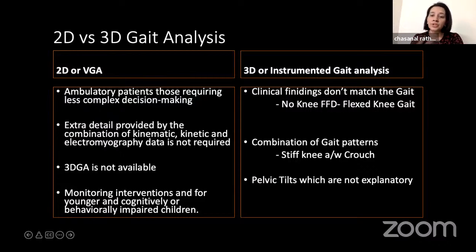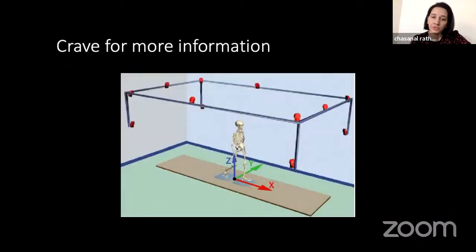Again, there's a combination of gait patterns. There could be a mixed stiff knee along with crouch, or like we saw, asymmetric cases. All those cases are very good candidates and should undergo gait analysis. And of course, the pelvic tilts, which are not explainable on a clinical gait pattern, because we can't see if the pelvis is anterior or posterior. And a lot of surgical decision making would be based on that.